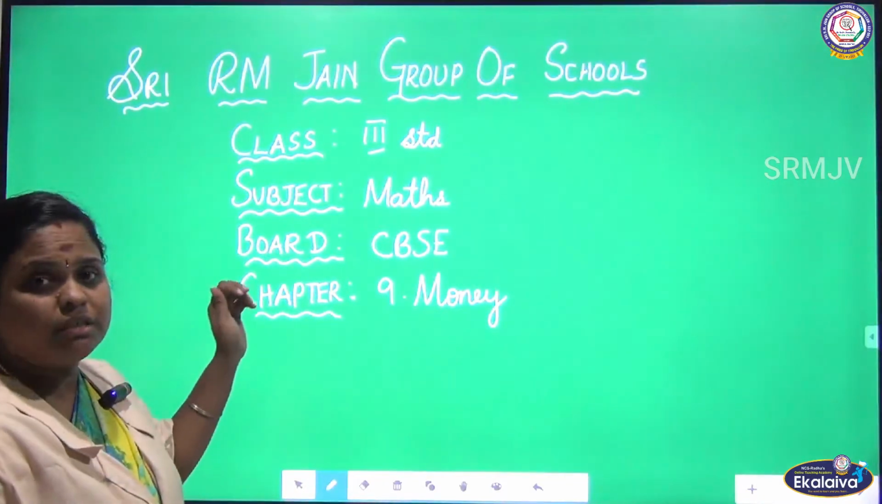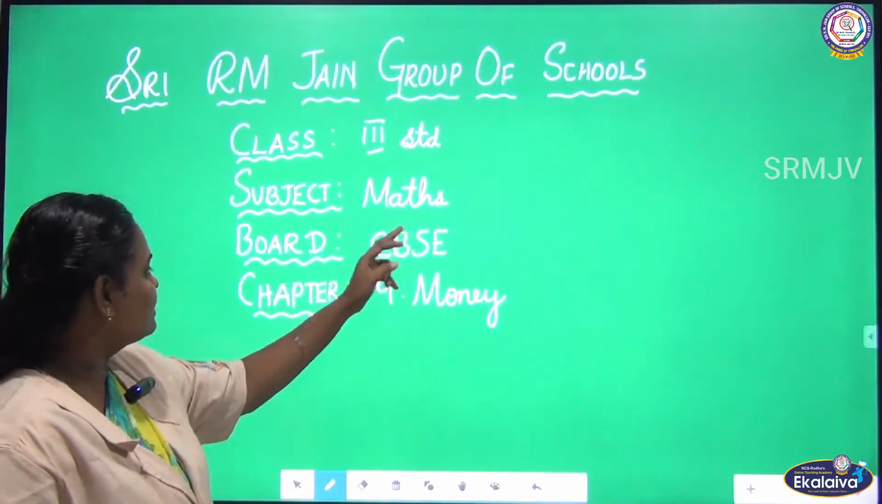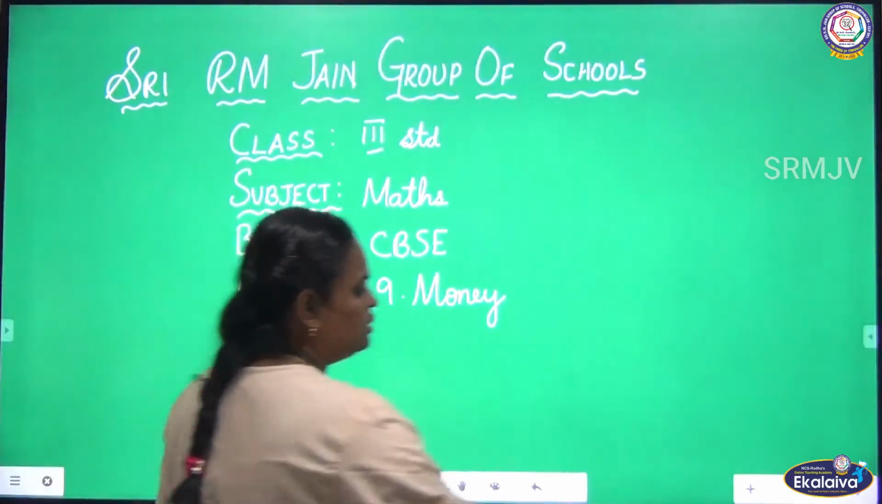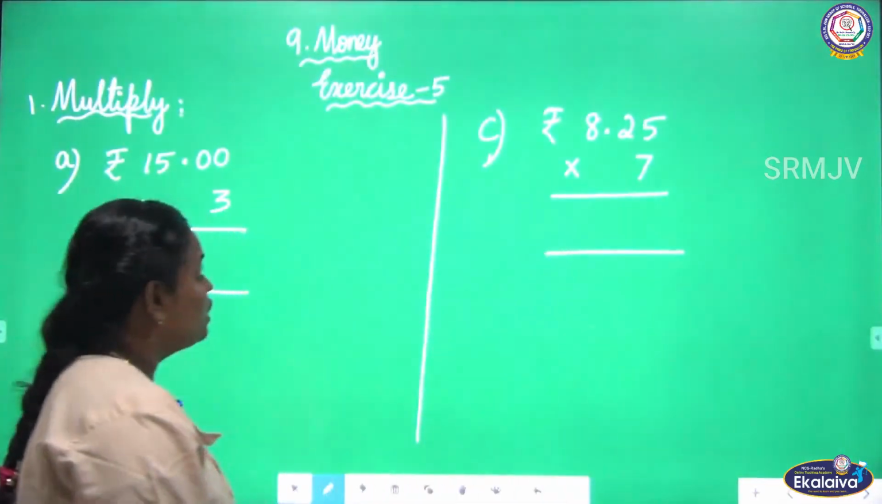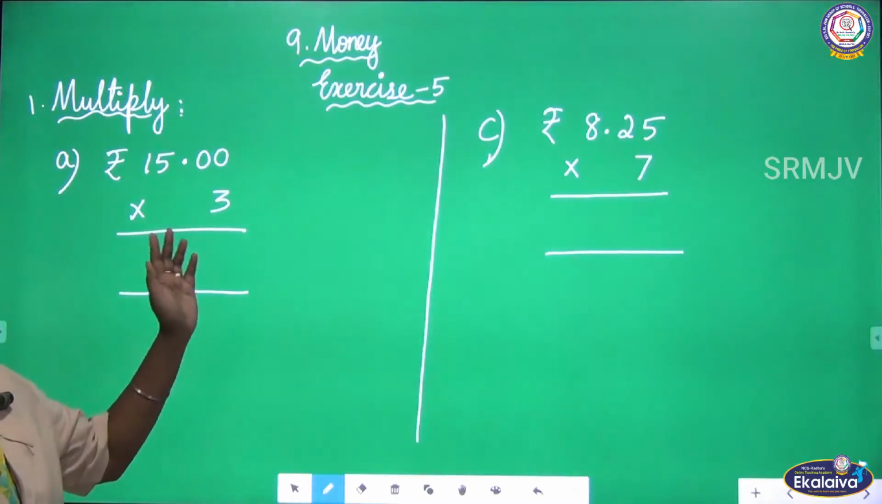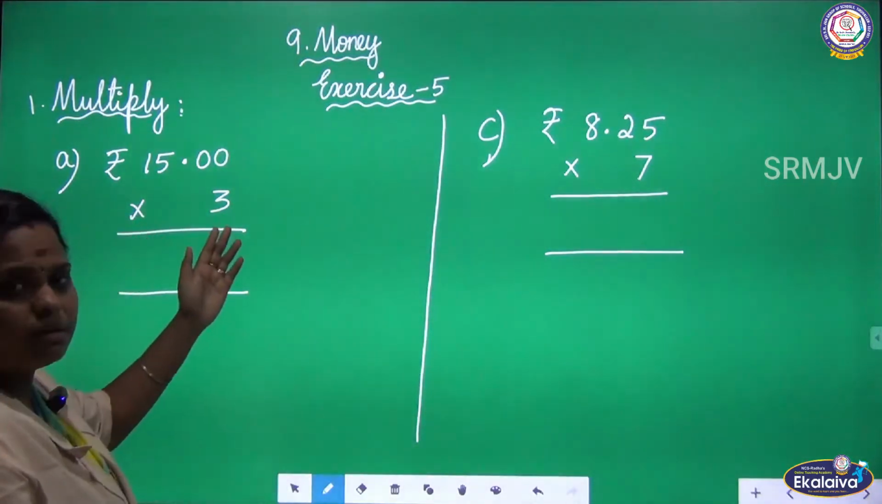Today we are going to see class 3rd standard subject Maths Board CBSE chapter 9 Money. So in the chapter Money today we are going to see exercise 5, that is multiplication of rupees and paise. So we are going to multiply rupees and then paise.